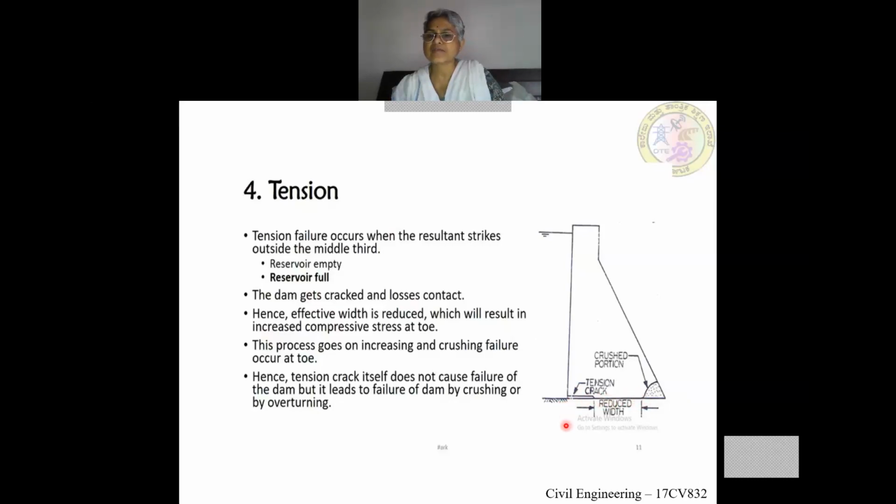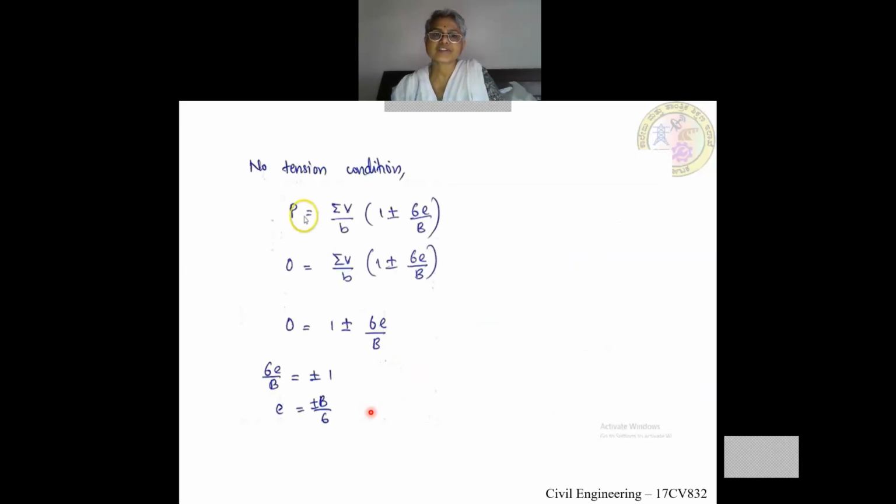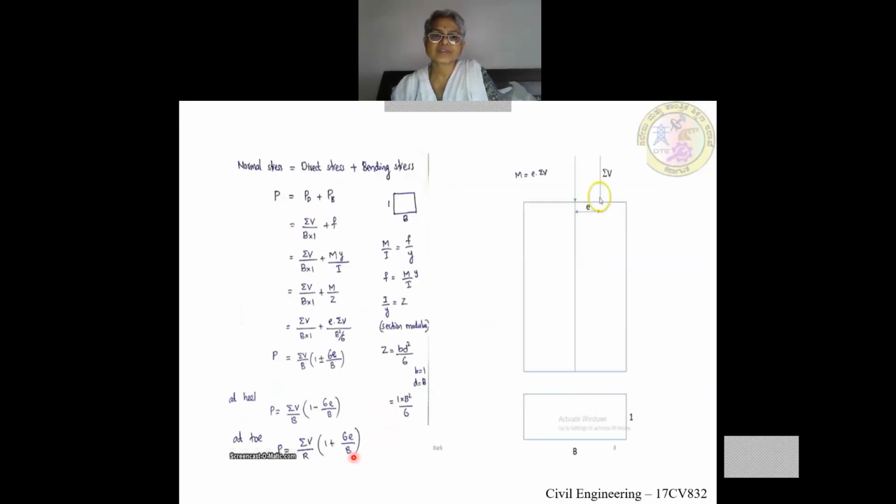The effective width, the dam width is B from here to here. From heel to toe is the total width. So once the cracks are developed, the width will get reduced. In the formula which we derived for stresses, it depends upon this B. B is inversely proportional to this stress. So if B is less, P will be more.